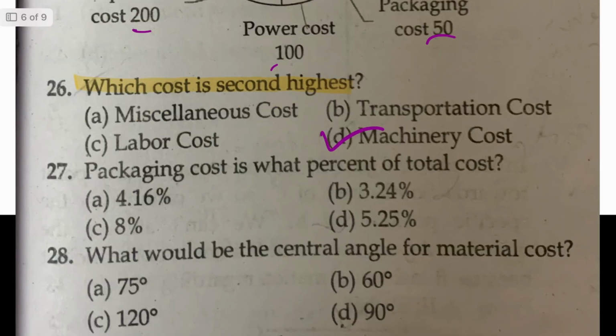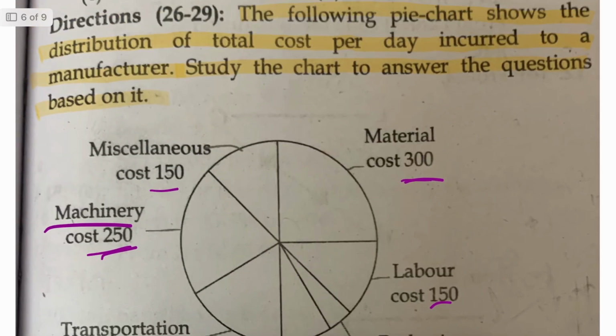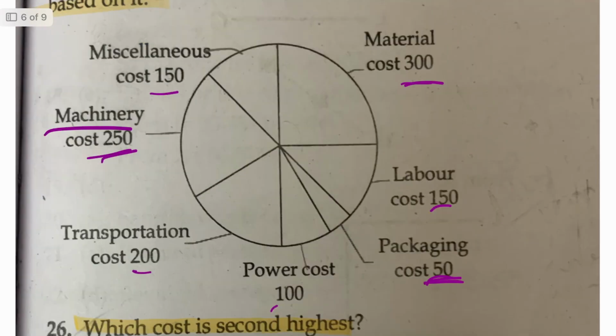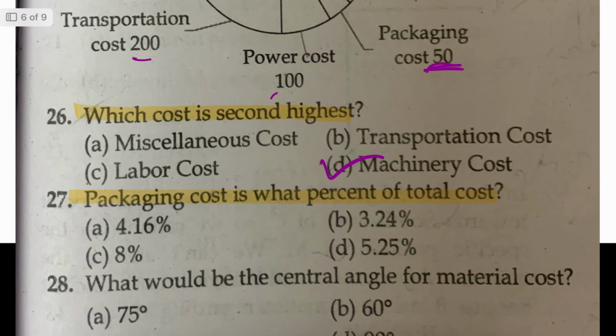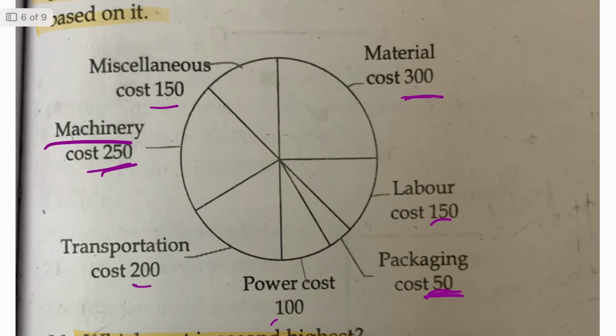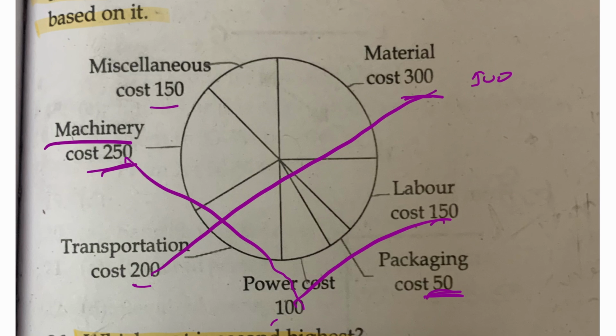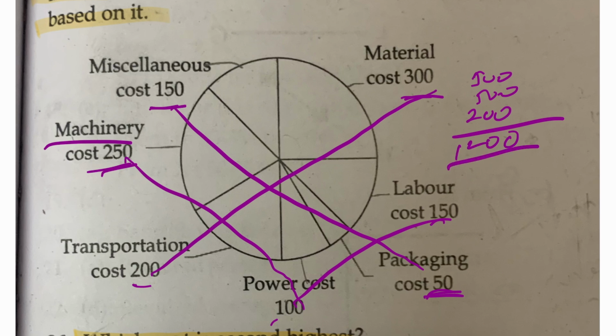Then we'll see for the 27th question. Packaging cost is what percentage of total cost? So we'll see for the packaging cost first. So packaging cost is 50. So they have asked what percentage of total cost. So first we need to find out the total now. 300 plus 200 it will be 500. 250 plus 100, 350 plus 150 is 500. Then 150 plus 50 is 200. So it will be 1200 total.